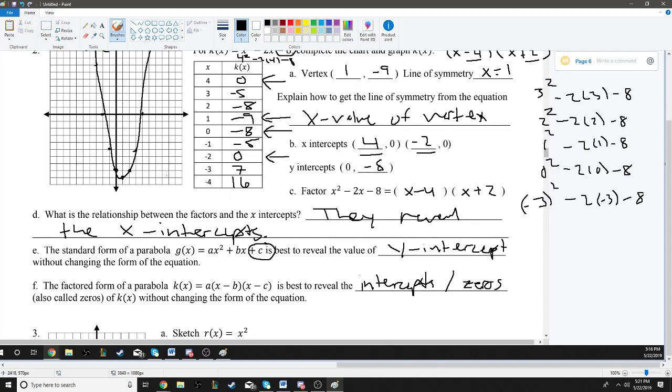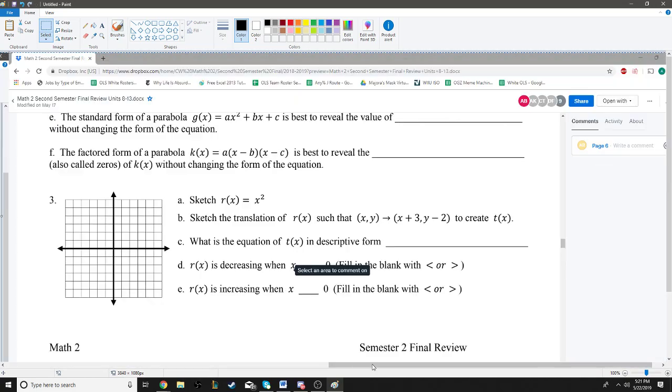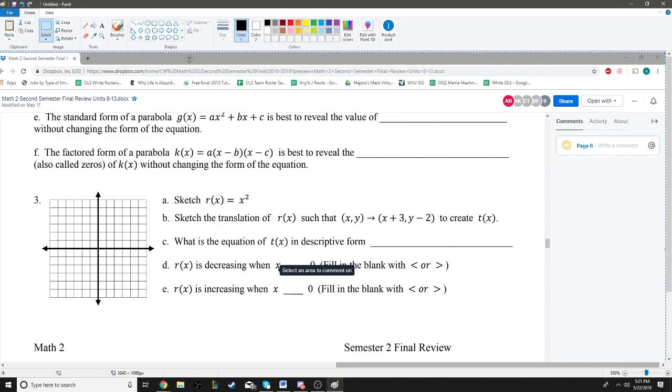Okay, next problem we're going to do is problem number 3. Okay, we're going to sketch x squared. So x squared starts at 0, 0, goes to 1, 1, 2, 4.